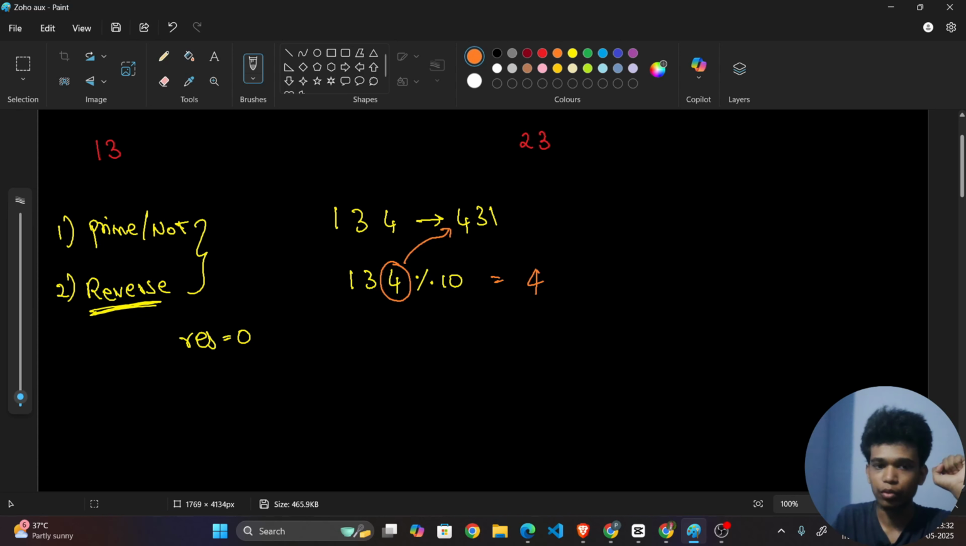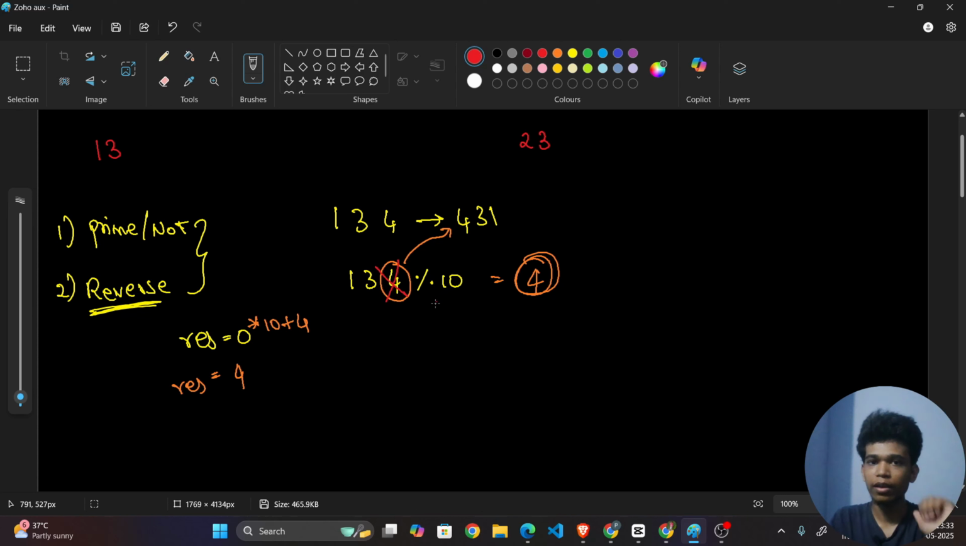Now what should I do? I should multiply this result with 10 plus what is the answer I got here? It is 4. So plus 4, which is equal to 4, will be my initial result. Now I want to get rid of this 4, because this 4 is added in my result. Now it's time to go with this 3. How to do this? We just make 134 divided by 10, which is equal to just 13.